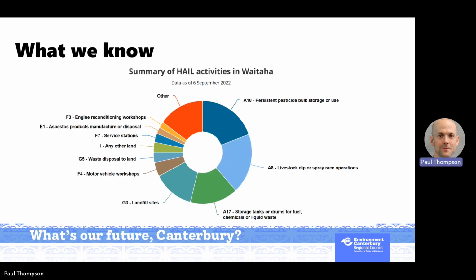What we know. This slide contains one piece of information from Environment Canterbury's What We Know web pages, which provides this information and other information on land contamination. The graphic shows portions of different activities in our region that we are aware of that involve the use of hazardous activities in industrial or commercial processes. These do not necessarily indicate that land contamination occurs at those locations, but there is heightened risk from those activities.